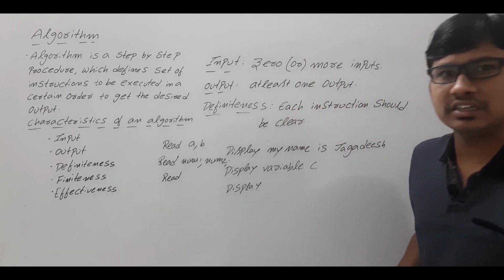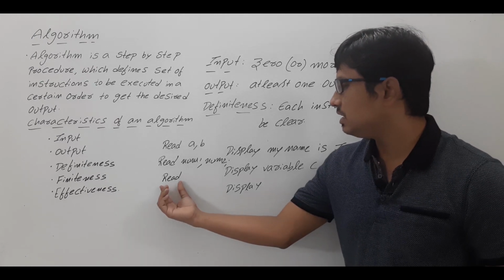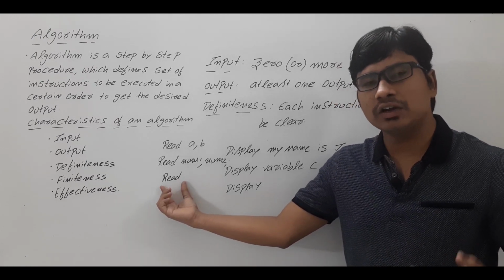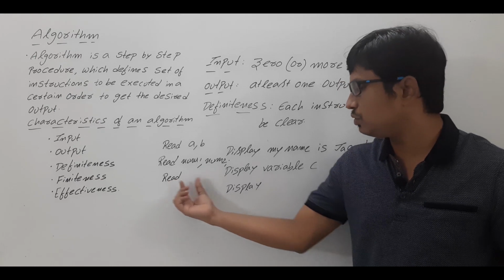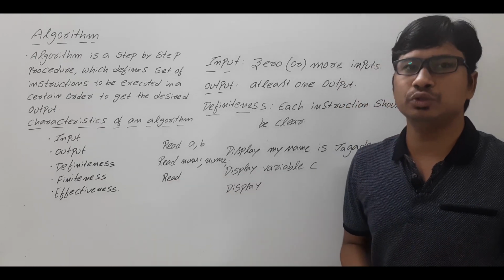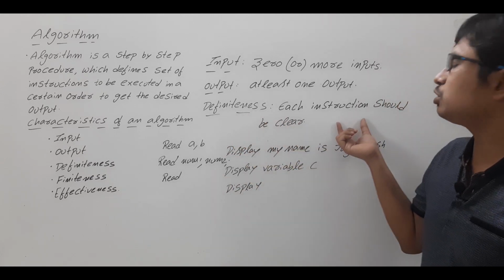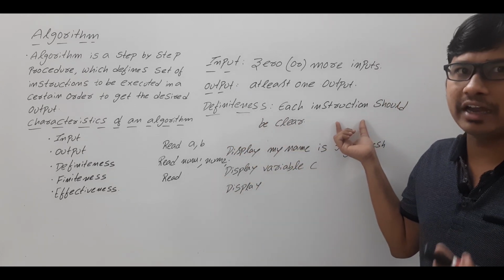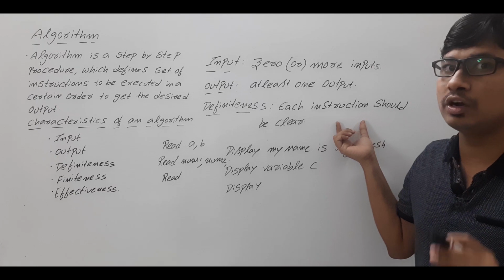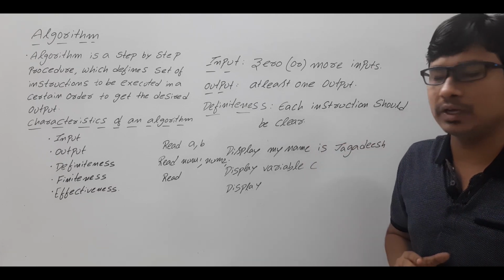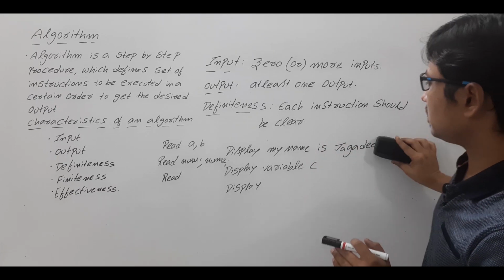Then this instruction is ambiguous, because what it should read, it does not have clear information. So this type of instruction you should avoid while writing an algorithm. Each instruction should be clear and it should be unambiguous. Any instruction should not consist of ambiguity. Okay, so that is about the definiteness.